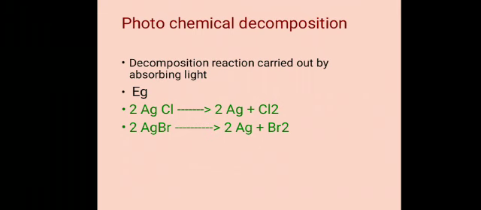Like that, the second example, the decomposition of silver bromide. Silver bromide, when we keep it in open air, breaks down, forming silver and bromine gas. Here also one color change we can observe. Silver bromide is yellow in color, and it changes into grey due to the formation of metallic silver. Okay.